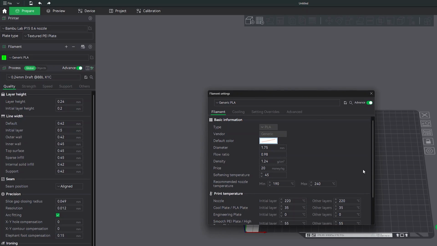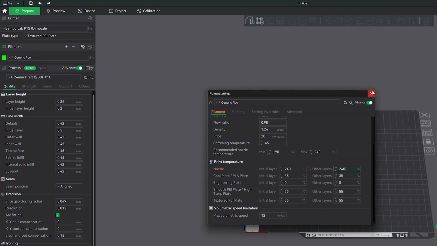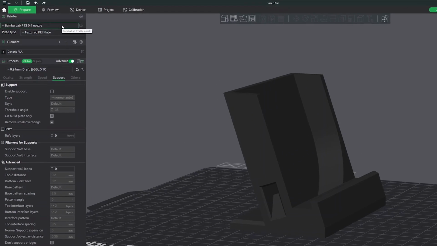Now, again here, if you're increasing the flow rate, you may also want to increase the nozzle temperature. If you do notice you're having issues by increasing the flow rate, try increasing the nozzle temperature and see if that fixes your problems. Now, the next tip is one that you probably already are aware of, and that is by increasing the layer height of your print.